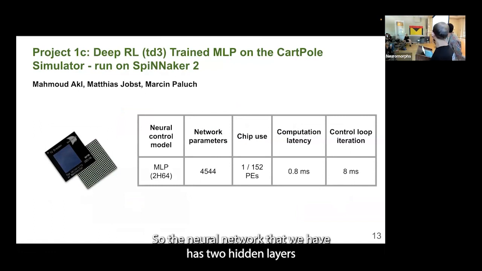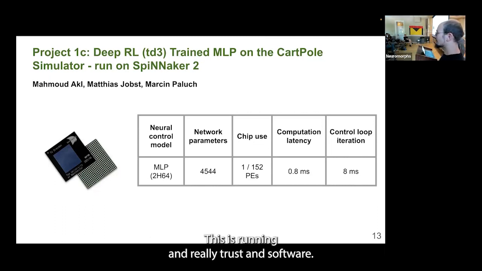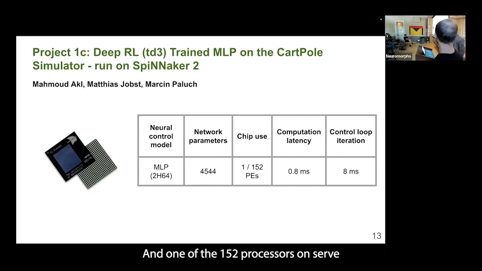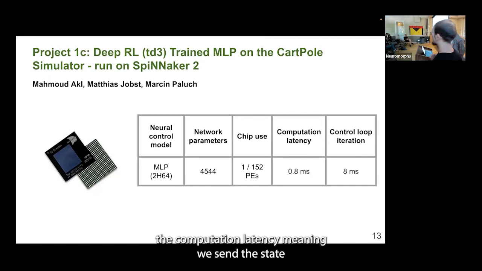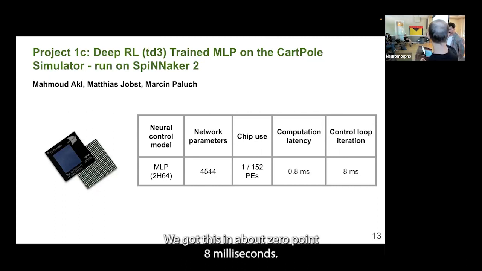So yeah, the neural network that we have has 2 hidden layers with 64 neurons each, so about 4,500 parameters. This is running just in software on one of the 152 processors on chip. The computation latency, meaning we send the state from the laptop to Spinnaker and receive the final result, so that's the amount of force that the motor should be doing, we get this in about 0.8 milliseconds.